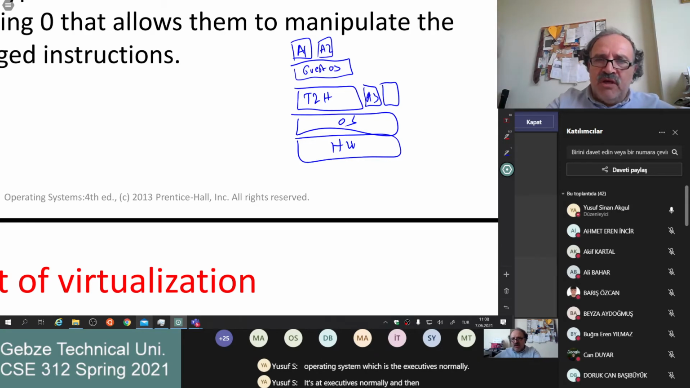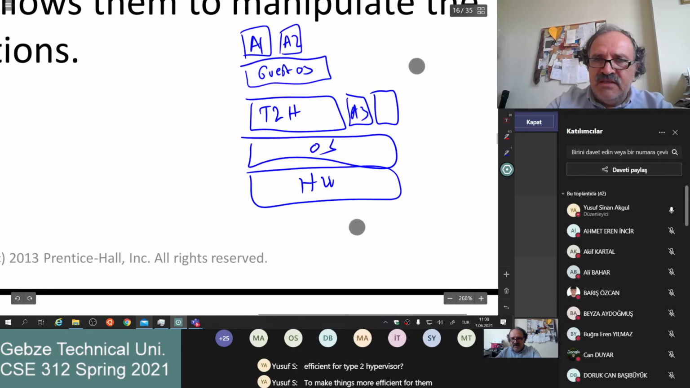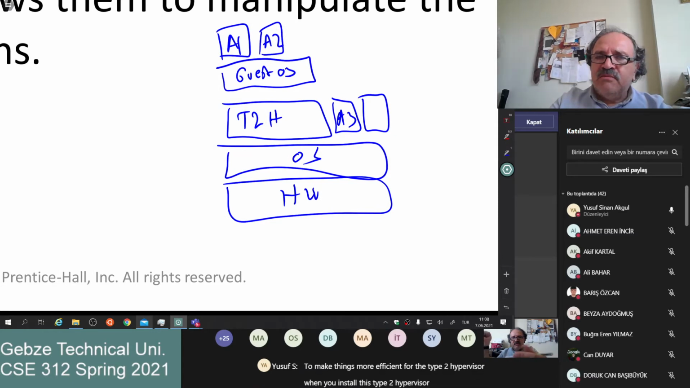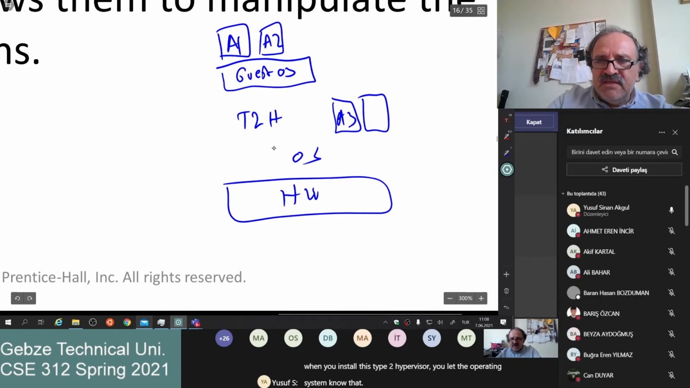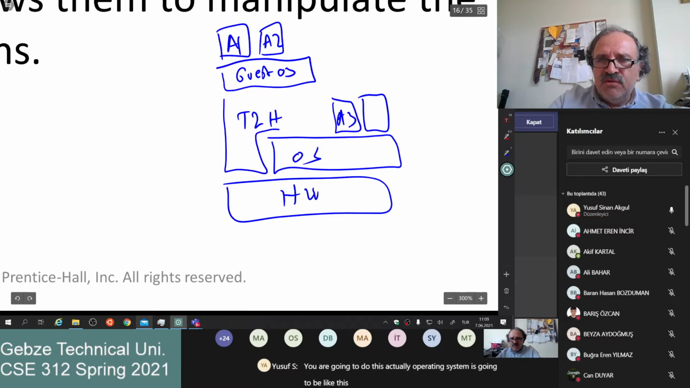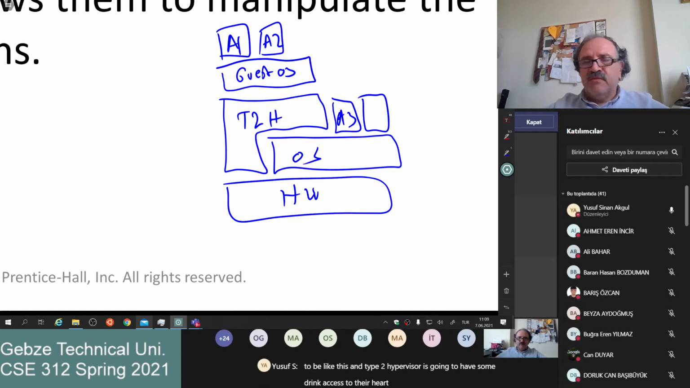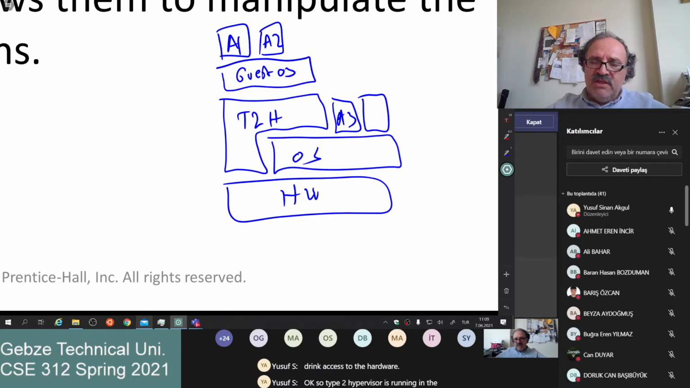And this is called type 2 hypervisor. The thing is this, okay? To make things more efficient for type 2 hypervisor, when you install it, you let the operating system know that you are going to do this. Actually, the operating system is going to be like this, and the type 2 hypervisor is going to have some direct access to the hardware.